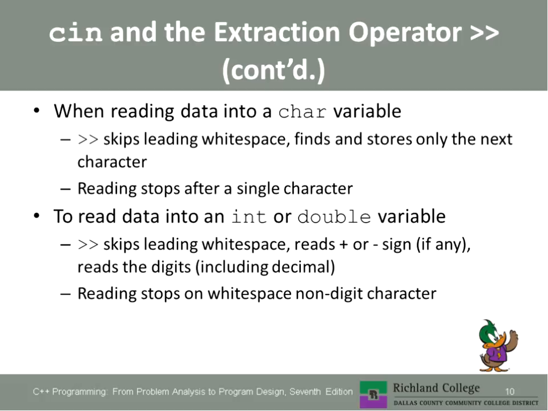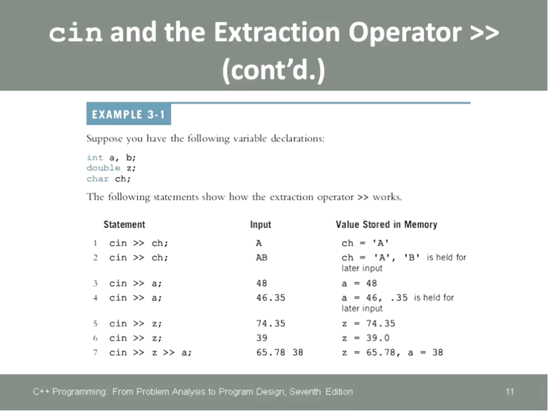So when we read into an integer or double variable, the stream extraction operator will skip the leading white space and then read the positive or negative sign if there's any. And then it reads the digits, including the decimal point and the digits following the decimal point, until it sees either a white space or a non-digit character. And these are the examples.